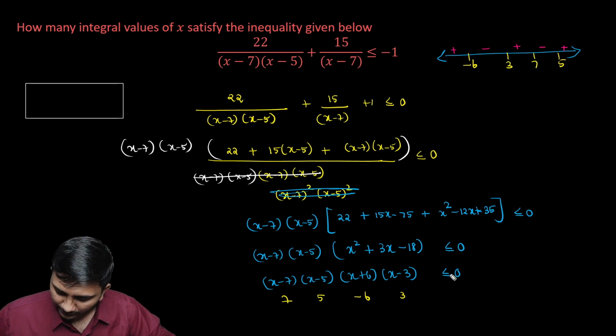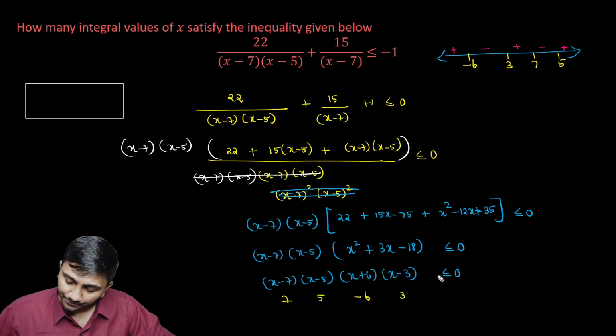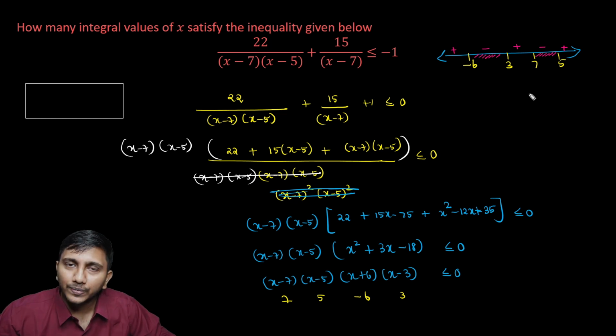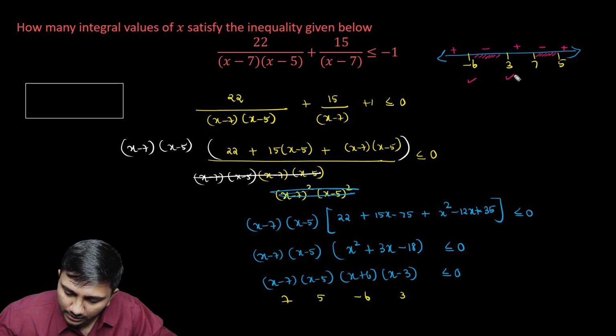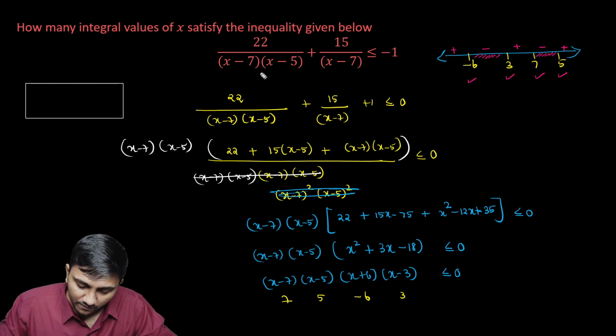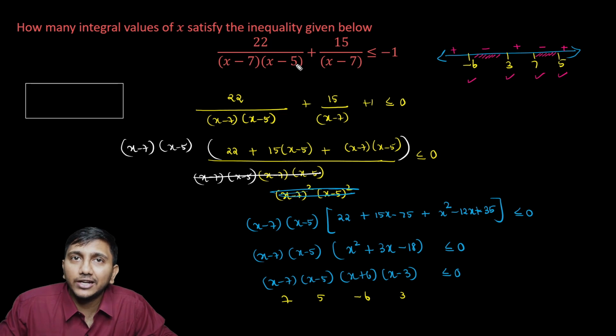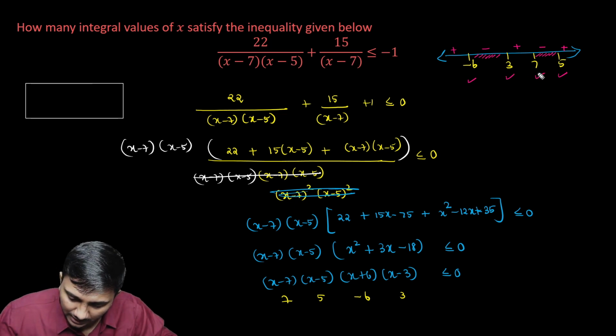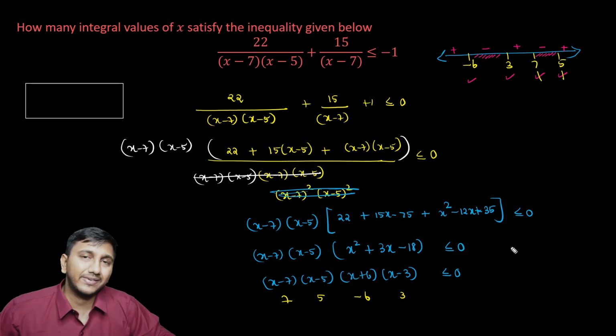What is the question asking us to find out? The question is asking us to find out when this expression will be less than or equal to 0. So we are interested in the negative ranges. Equal to 0 is also fine, so we can choose these endpoints. But if you look at the original question, we have x minus 7, x minus 5 in the denominator, which means you cannot have x being 7 or x being 5. In that case, the denominator will become 0, the expression will go undefined. So that will eliminate 7 and 5 from our solution.